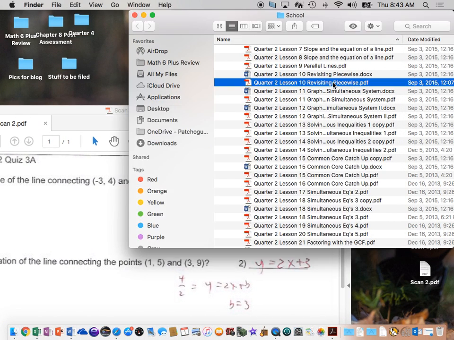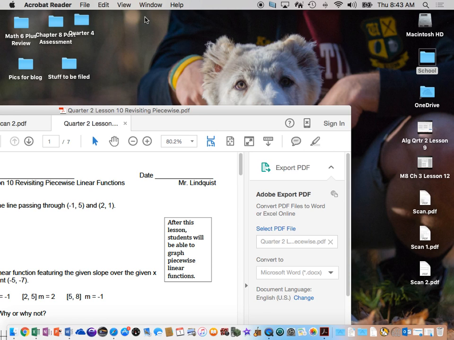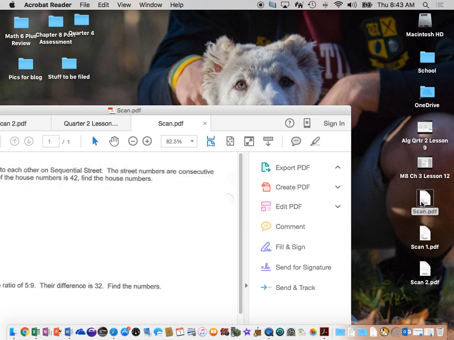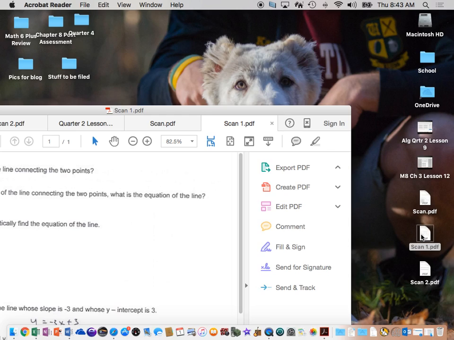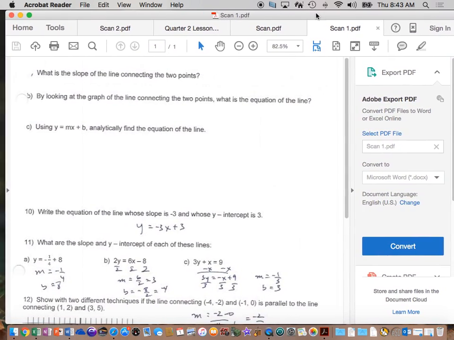for some reason I accidentally shut that. I didn't mean to. And I also have to do this one. I think today's a scan and scan 1. All right, so let's take a look at some questions from last night's homework.